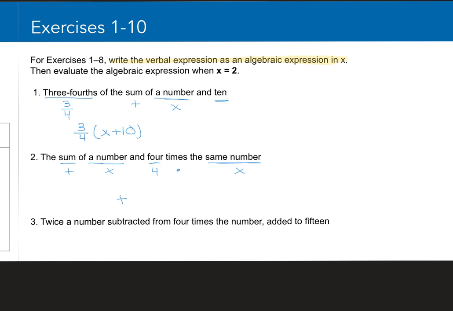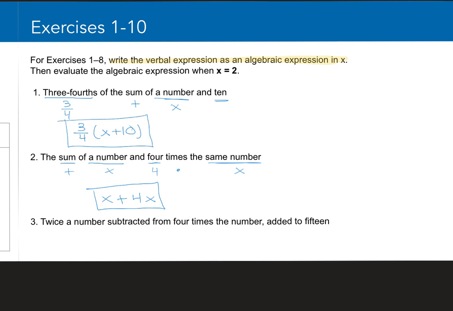All right, so I know I'm going to have plus. I know that I'm going to have x because it's a number, so we're using x for that. And that is being added to 4 times that same number. So we have x plus 4x. I'm just going to go ahead and box these.